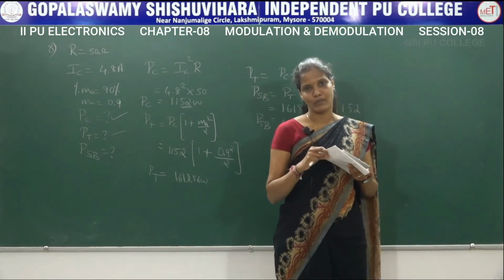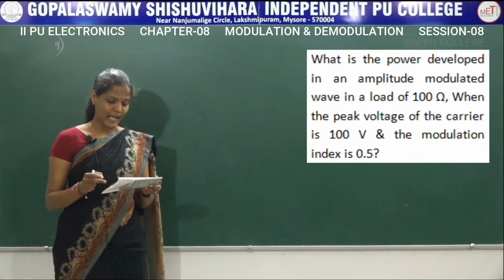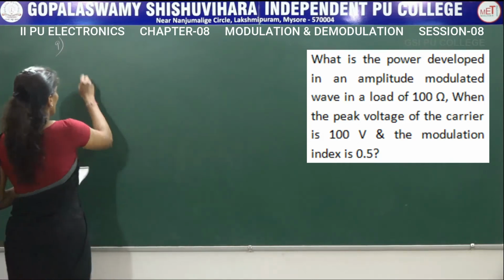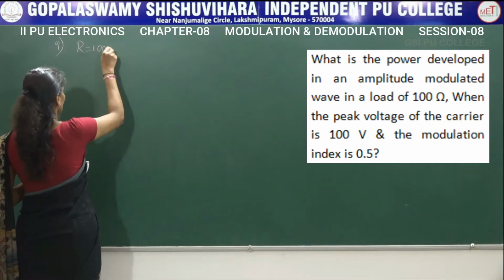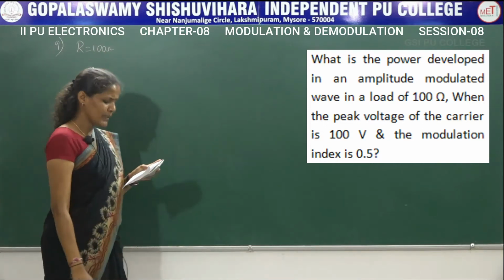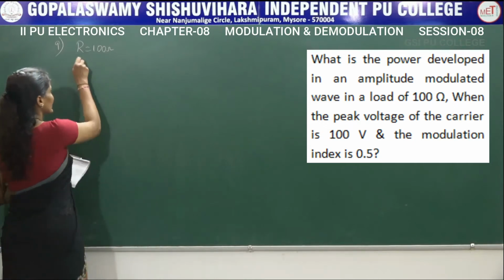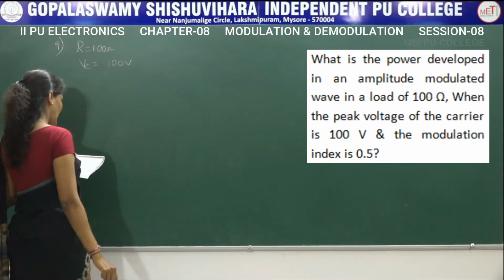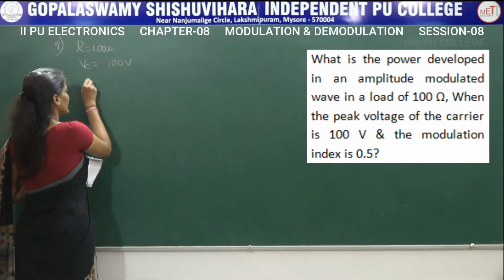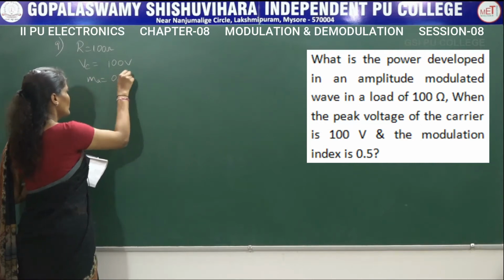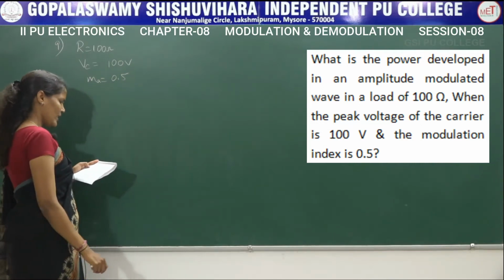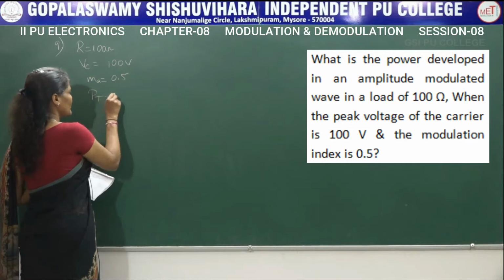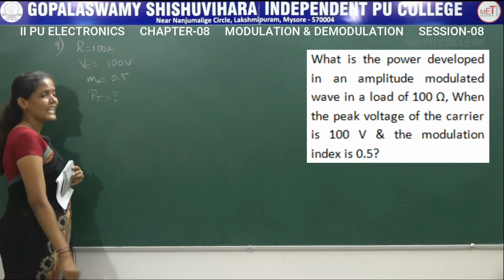Now we'll move on to the next problem. What is the power developed in an amplitude modulated wave in a load of 100 ohms? So R is equal to 100 ohms. When the peak voltage of the carrier, that is nothing but VC, whose value is given as 100 volts, and the modulation index is 0.5. Modulation index, that is MA, whose value is equal to 0.5. What is the power developed in an amplitude modulated wave? That is, you have to find out PT for the given value of R, VC and MA.